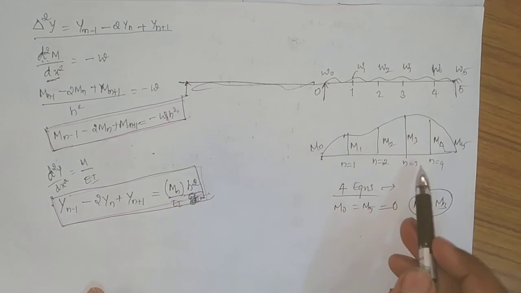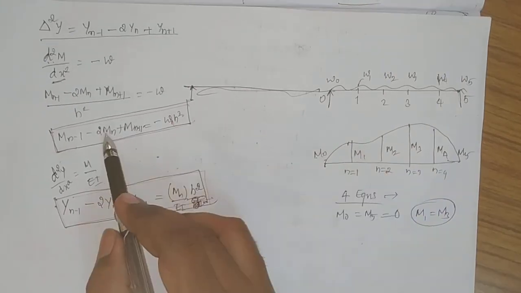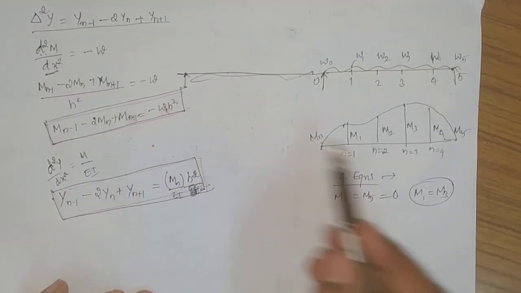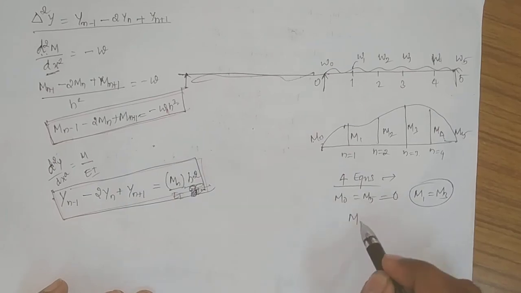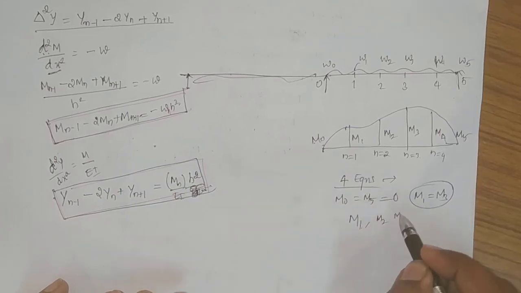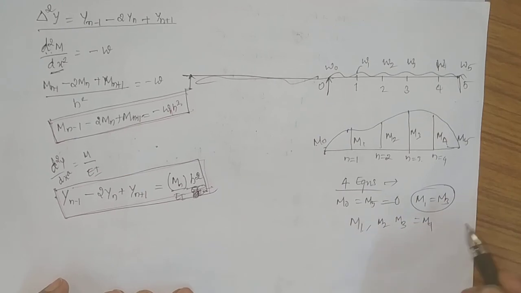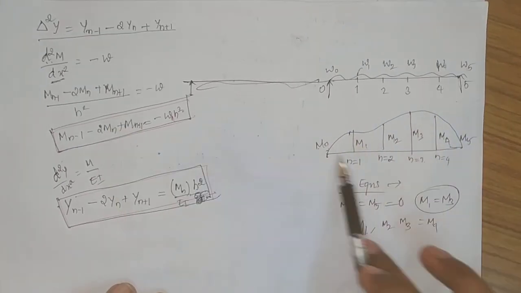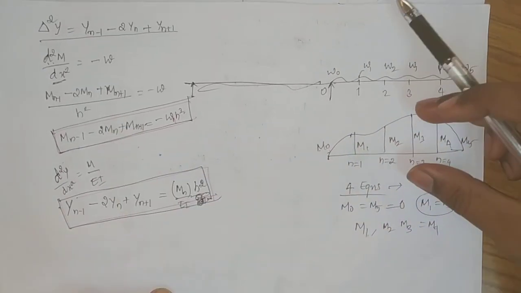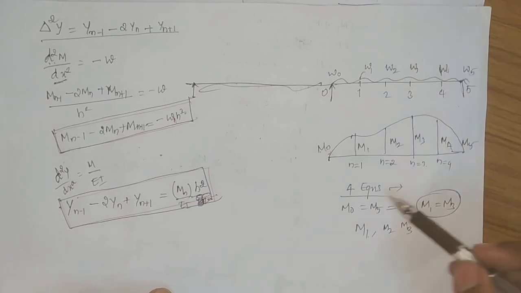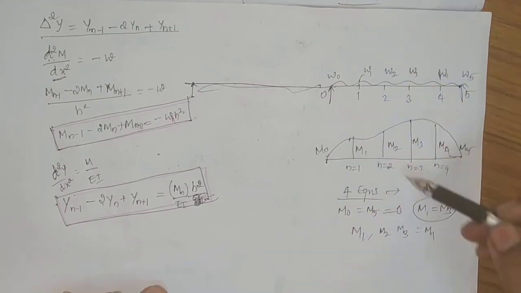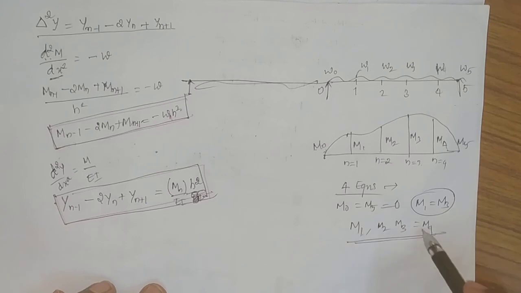Considering those boundary conditions, applying them here and simplifying, finally you will get M1, M2, M3 and M4. So by applying the finite difference method at all the points, you will get some simultaneous equations, and applying boundary conditions and solving them will give you the bending moment values.